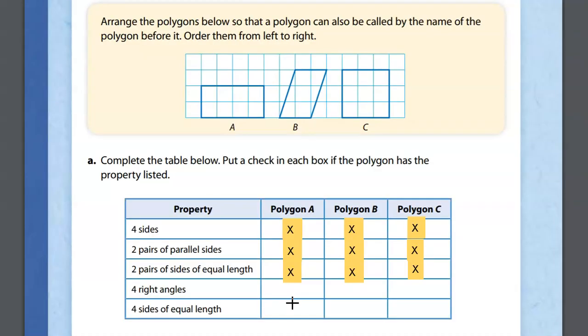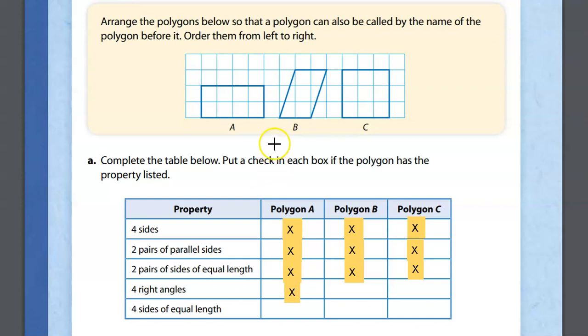Alright, so let's see which of our polygons have right angles. Let's look at A. This looks exactly like what my vocabulary example looked like. Yes, that is a right angle. It's exactly 90 degrees. All 4 sides have right angles. So I have 4 right angles in polygon A. So I can mark off polygon A.